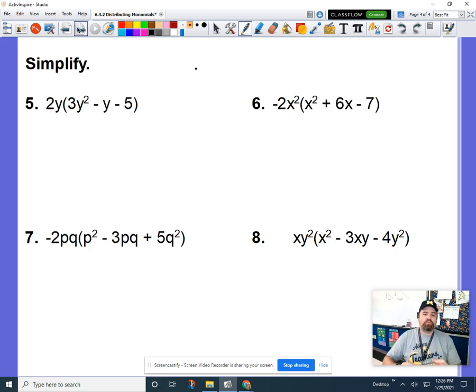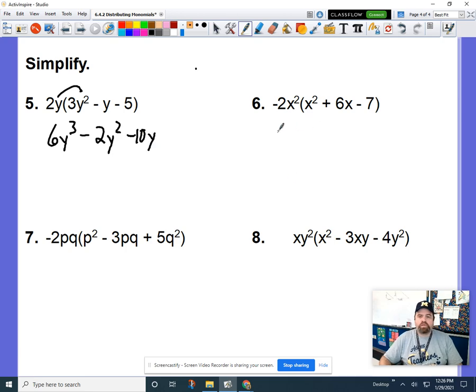All right, make it a little bit bigger. 2y times 3y, that's 6y to the third minus 2y squared minus 10y. Negative 2x to the 4th minus, notice how that became a negative 12x to the third. A negative 2 and a positive 6 is a negative 12 down here. And then same thing here, I'm going to get a positive 14 on the end because I'm multiplying a negative and a negative. Integer rules still apply. If you multiply by a negative, your additions and subtractions are going to switch up depending on what you need, all throughout the problem.